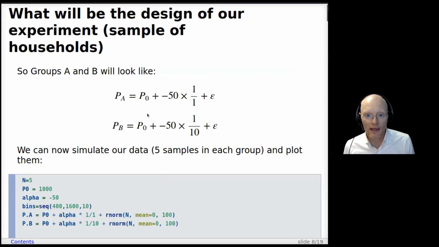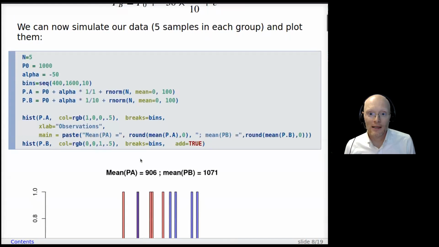So let's do it like this. Plugging in, we've got group A here, which at the end of the year is going to have size 1,000 minus 50 times 1 over 1 kilometer plus the natural variation. This is the random. And group B will be the same, but 1 over 10 for 10 kilometers. It's further away. So let's simulate now what happens if we just had a total of 10 hives, 5 in each group. So we'll set n equals 5 hives.